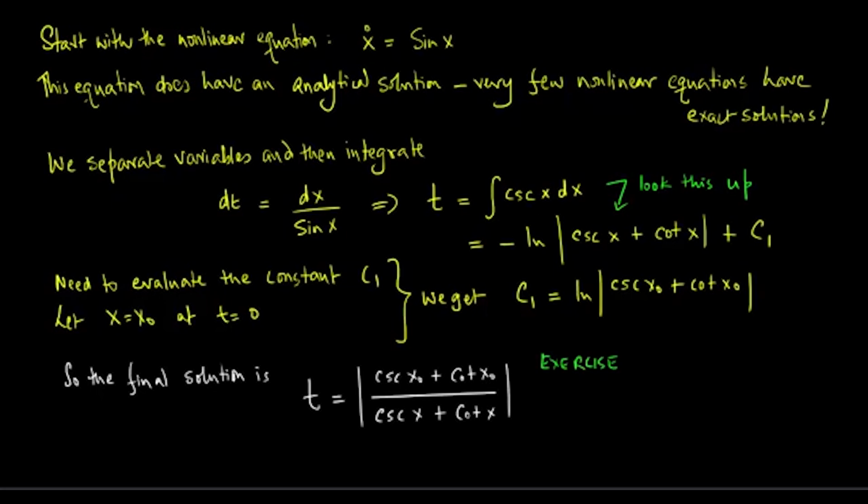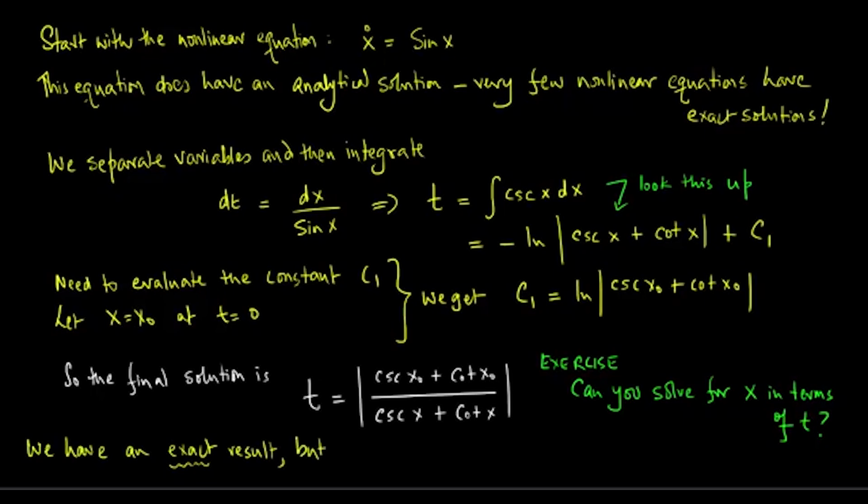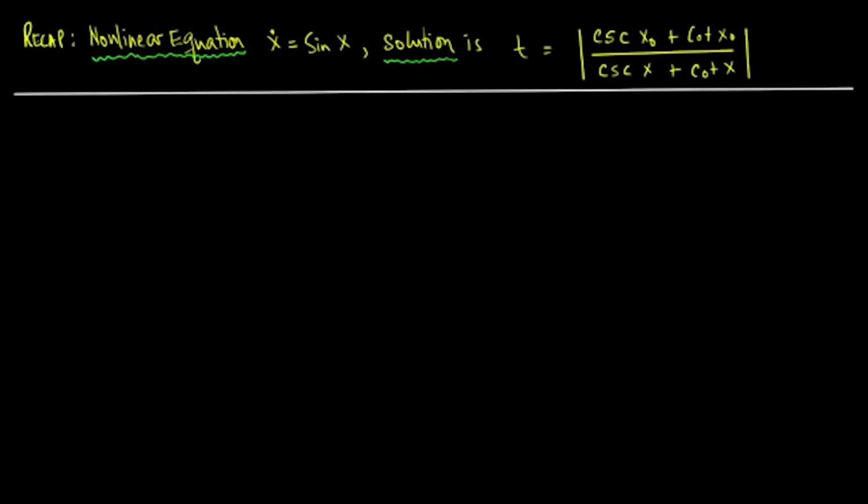So here is an exercise. Can you solve for x in terms of t? You should do this on your own. Now we have an exact result, but can it actually help to build intuition about the original nonlinear system? Now let us just recap what we have. We have a nonlinear equation, x dot is equal to sine x, and using some analytical methods, we were able to obtain an exact analytical solution to this particular equation.